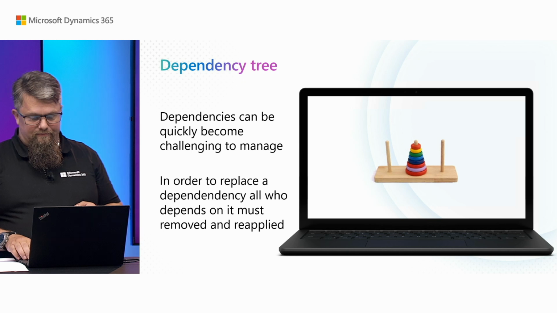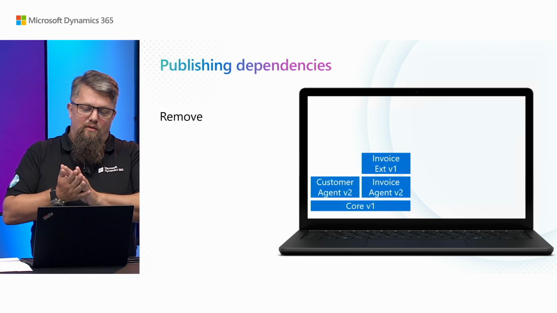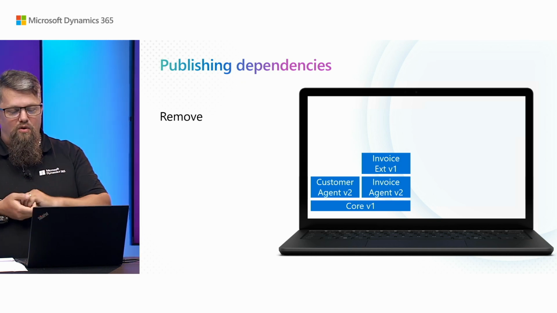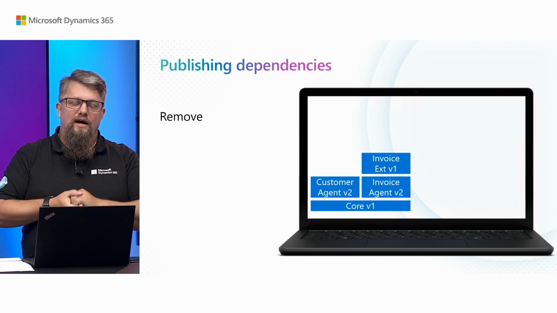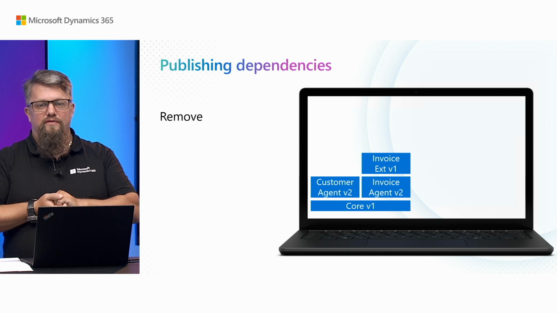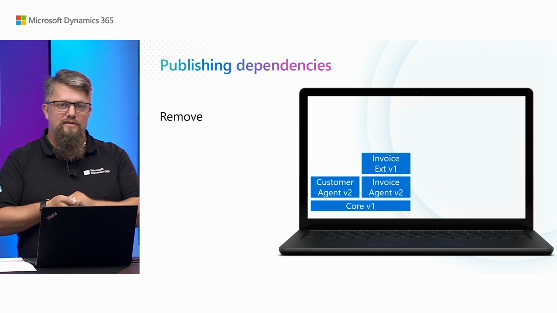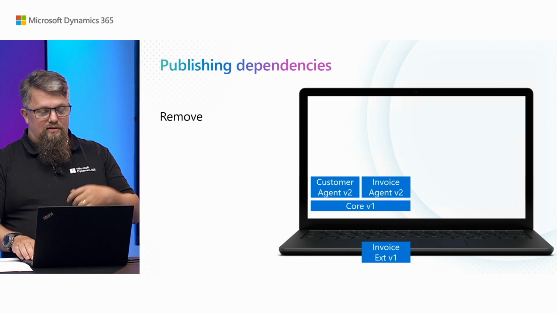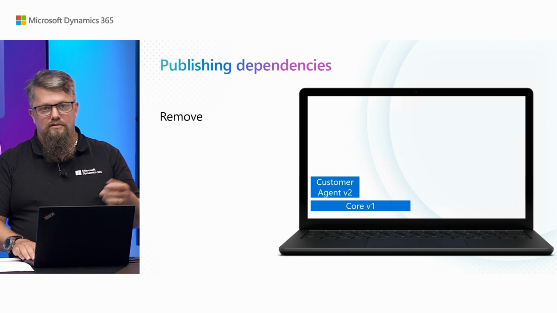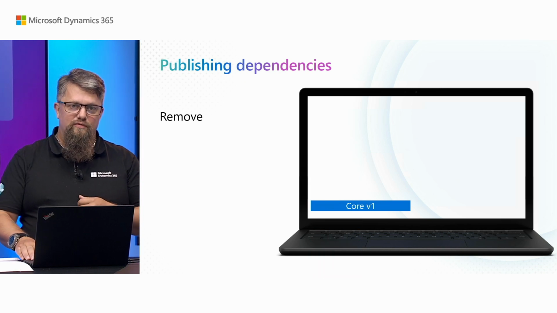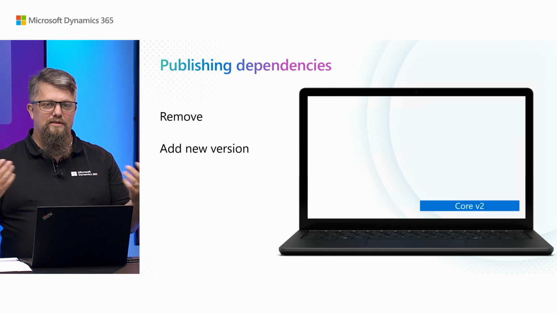Let's look at an example. Here, I want to remove an app and change it out with a new version. The core version at the bottom, version 1, I want to change with a new version of that extension. So what do I need to do? Well, first I need to remove all the extensions that depend on it. I do that one by one, so uninstall, unpublish, and all of that work. And then, of course, I'll remove the extension itself and replace it with a new one.